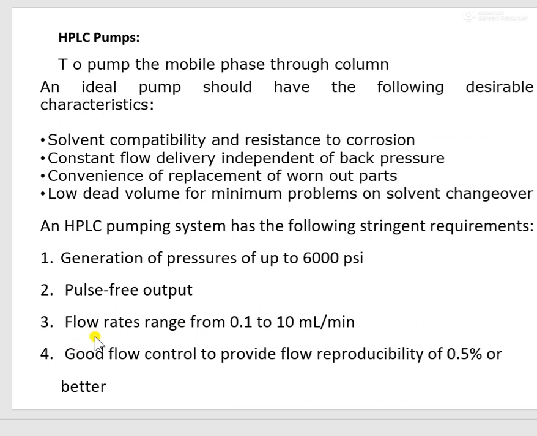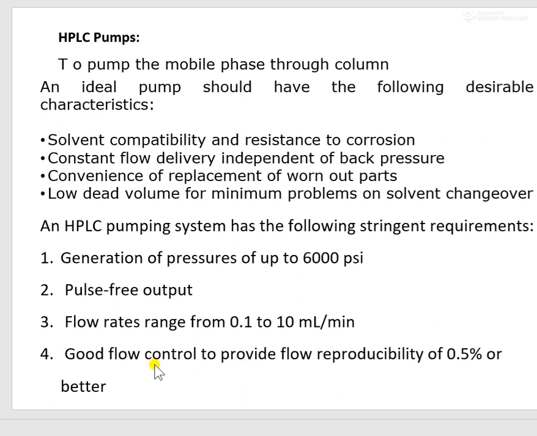Next is flow rates ranging from 0.1 ml to 10 ml per minute. This is self explanatory. It should be able to deliver a flow from 0.1 ml per minute to 10 ml per minute. Whichever is your requirement, you can select it: I want 1 ml per minute flow rate, I want 2 ml per minute, I want 0.8 ml per minute. Whatever you are setting, it should be able to deliver.